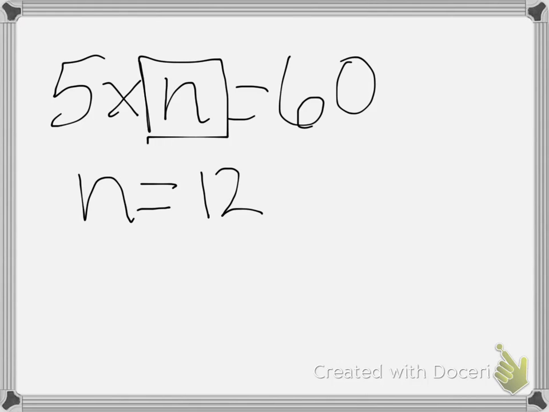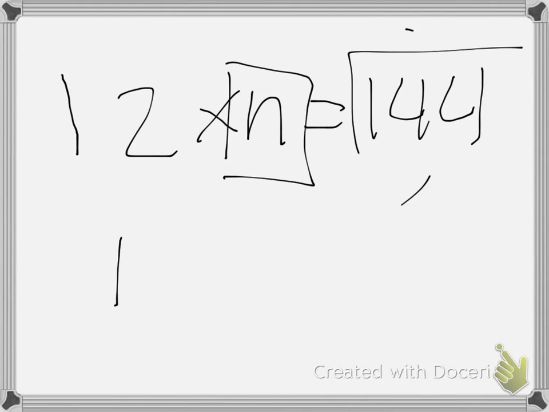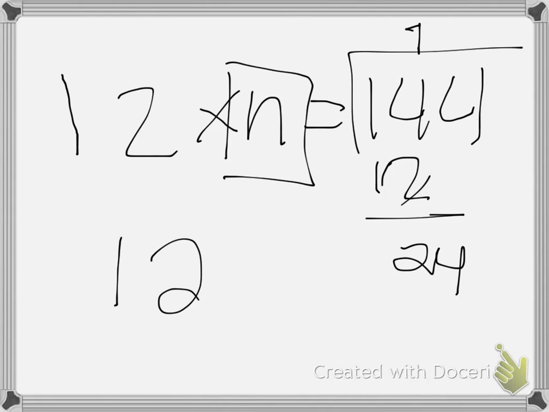Then you have C, 12 times n equals 144. So what does that equal? List off your multiples of 12. Look at a number chart. Divide. 12 goes into 14 once. I have 2 left over, so then I bring the 4 down. So I have 1 twelve, I have 2, and then 12 goes into 24 twice. So n equals 12 for C.